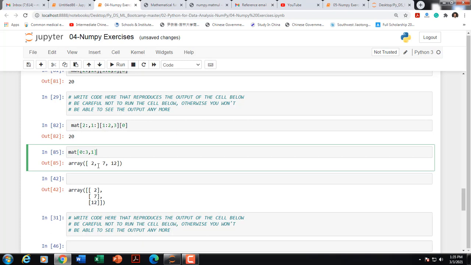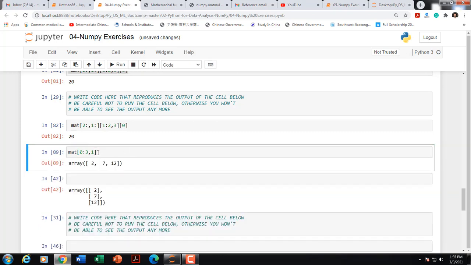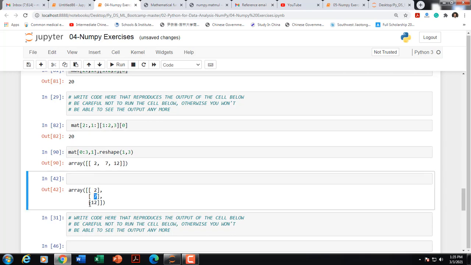Okay then. But apparently I think I have made a mistake, because this shouldn't be 2, 7, 12 like this. Look at the shape. It's 3. Well, what we can do is we can take transpose. Oops, transpose doesn't help either. So I don't think this should be like this. So we can reshape this: 1 row, 3 columns. Okay then. So I don't know why it is like this over here.